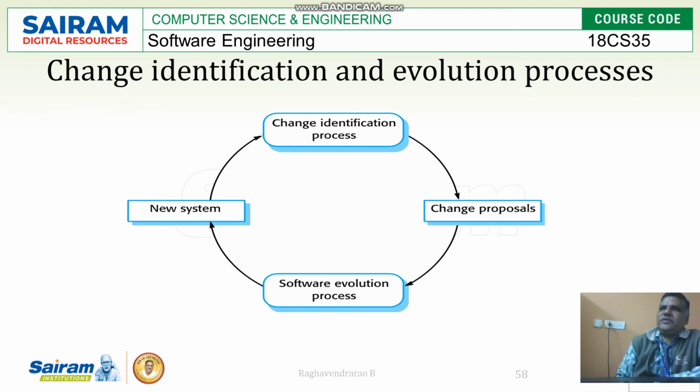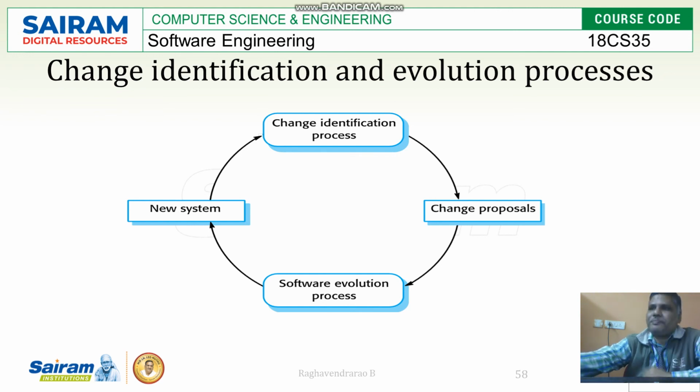Change identification and evolution process. When you are going to change something, there is a process. In the change identification process, wherever a modification is required, it has to be identified. Then you have to give the proposals for the change. Then it is implemented in the software evolution process, and the new system is generated. Again, this process continues, maybe for 1 year, 2 years, 3 years.